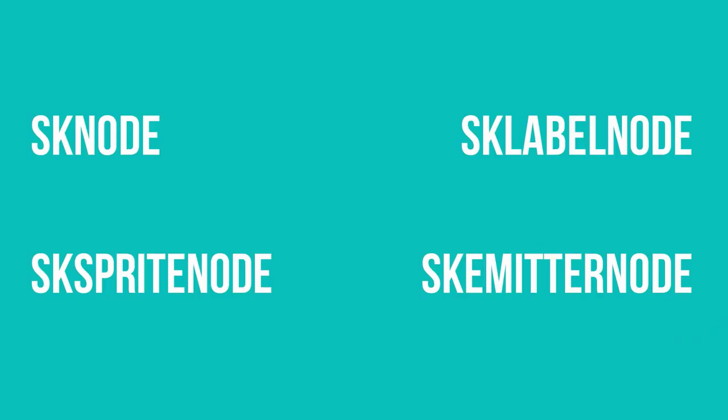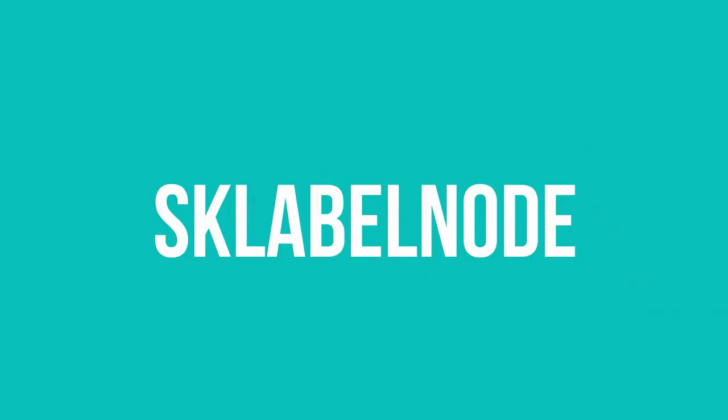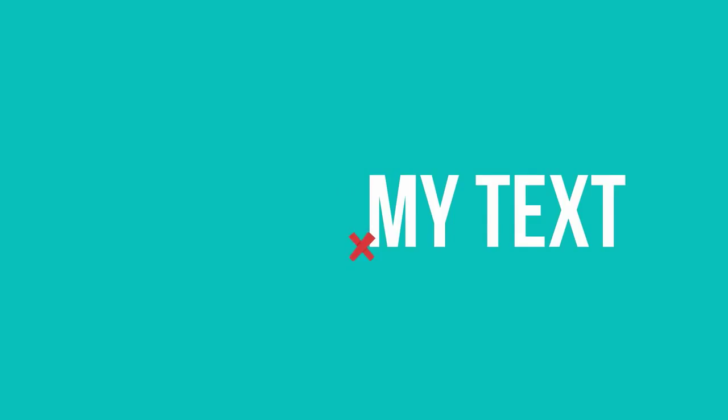So for now, I want you to master these highly useful nodes, and we'll go over the rest as we get to them. The next node on the list is SKLabelNode. As the title suggests, it allows you to add text to the screen. Just like other nodes, it can be positioned where you want it using the position property. However, the anchor point cannot be changed like a sprite node.